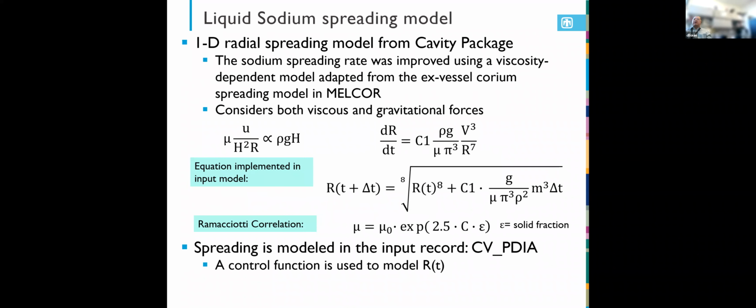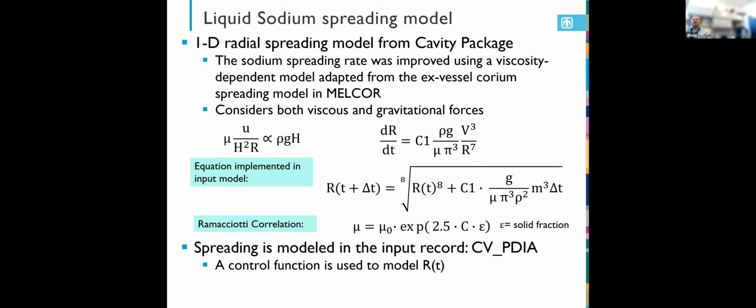Let's talk about the liquid sodium spreading model. I saw the video. The spreading may occur early, and you can see it slowly in one of the videos. So spreading may be important, especially when the release rate is low. Anyway, here is just showing the current models that we are implementing.